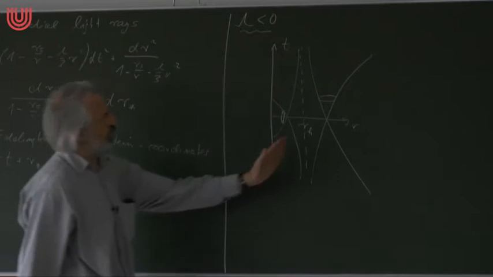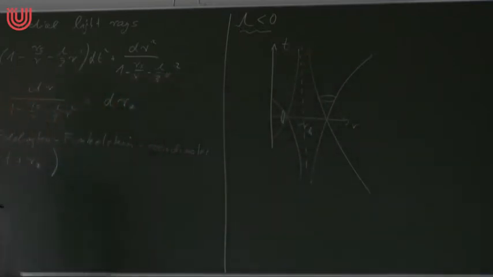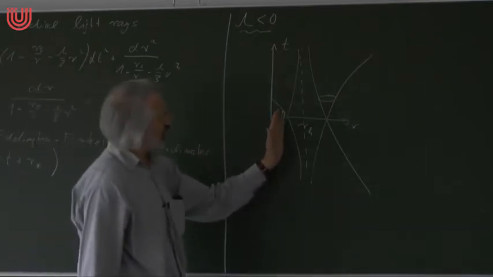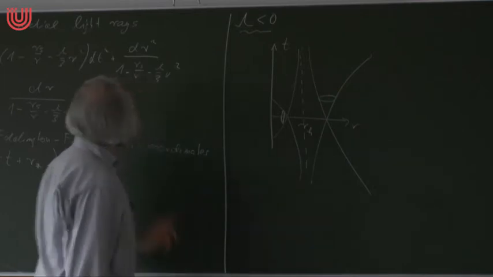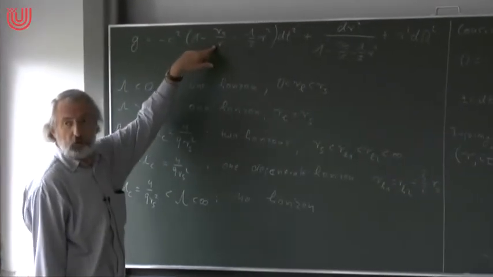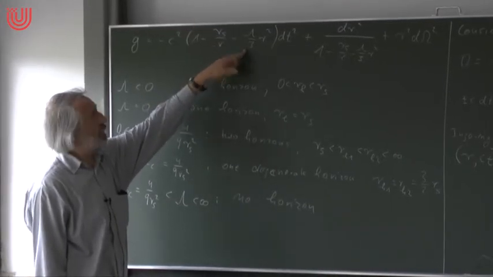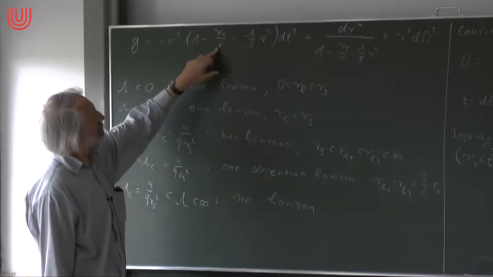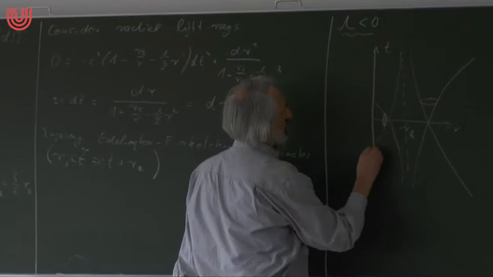So observers can hover at constant r coordinates, but inside the horizon this is impossible. Inside the horizon everything has to go to the singularity, and it still is a singularity at r equals 0, because we still have the 0 here. The lambda doesn't change anything near r equals 0. Near r equals 0 this is irrelevant, so we have the same kind of singularity here on the axis as we have for Schwarzschild.